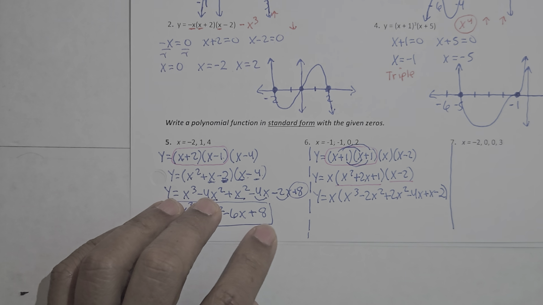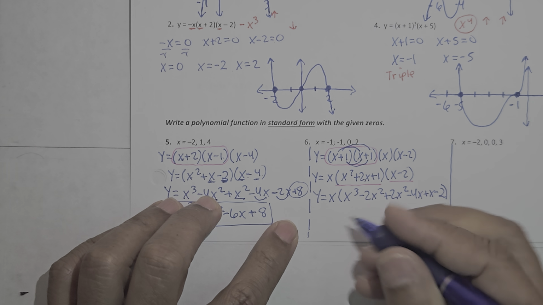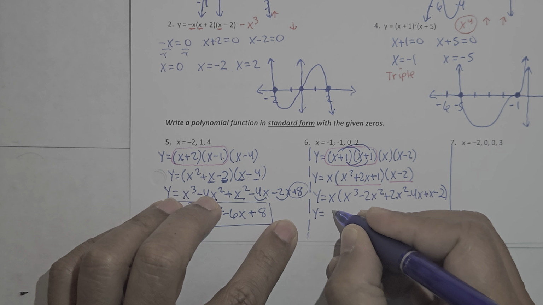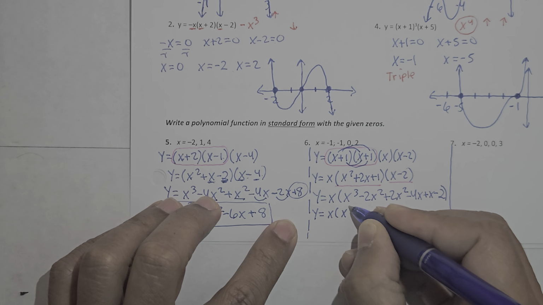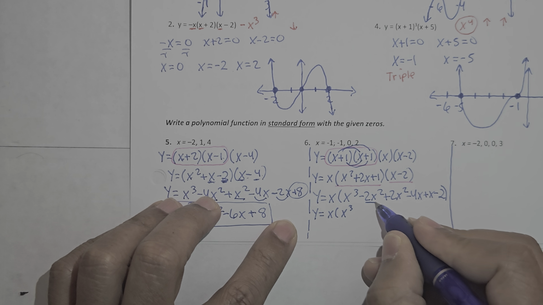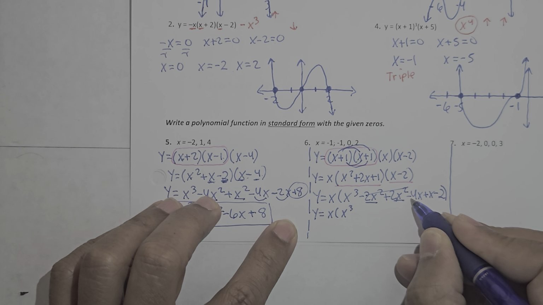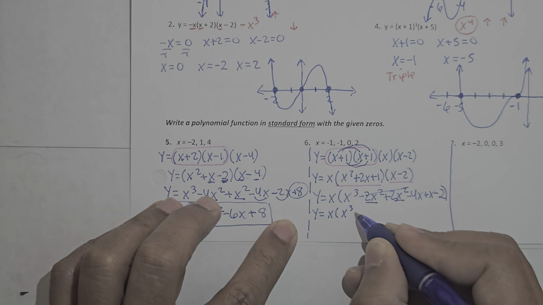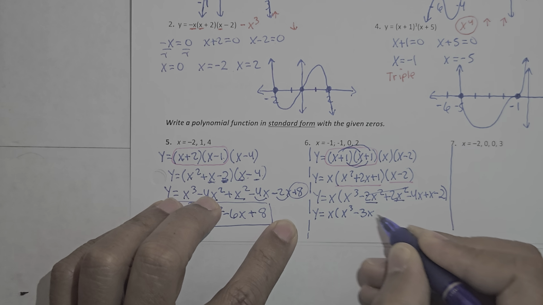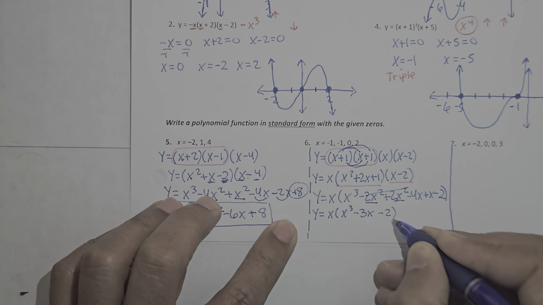So here, I'm going to combine like terms, and in the end, I'm going to multiply by x. So y equals x times x to the third. These negative 2x's and those positive 2x's cancel out. So then we have negative 4x plus x, minus 3x, and then minus 2.